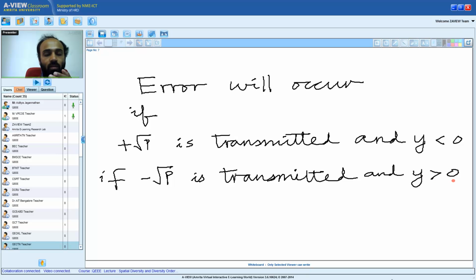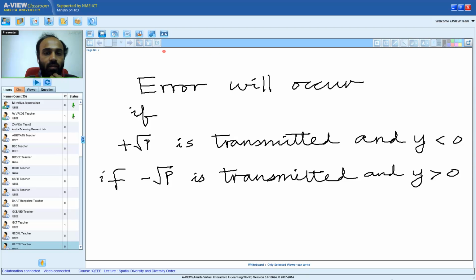So, if minus square root of p is transmitted but the noise is such a large positive value that it is greater than 0, then there will be error. So the conditions of error are basically: if plus square root of p is transmitted and the received signal y is less than 0, or if minus square root of p is transmitted and the received y is greater than 0. These are the conditions for error. Okay, right? Now let us go to evaluate the probability of error.